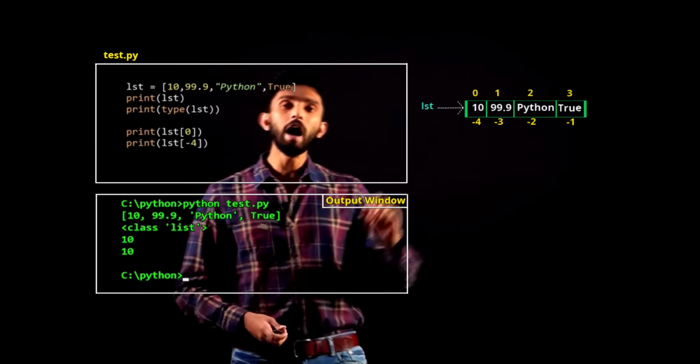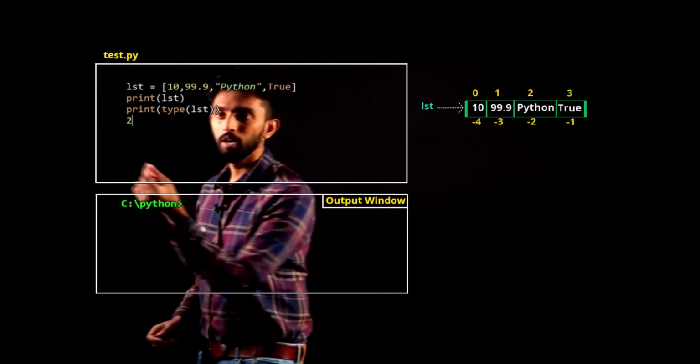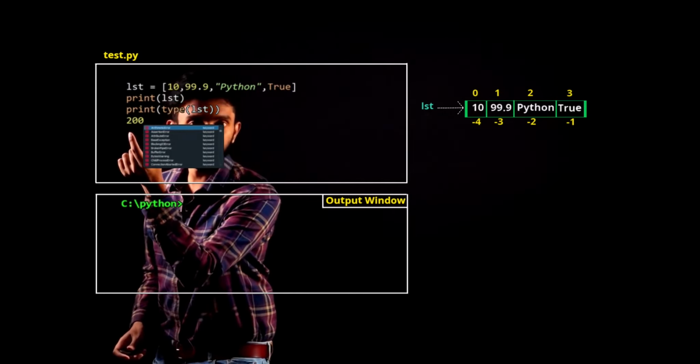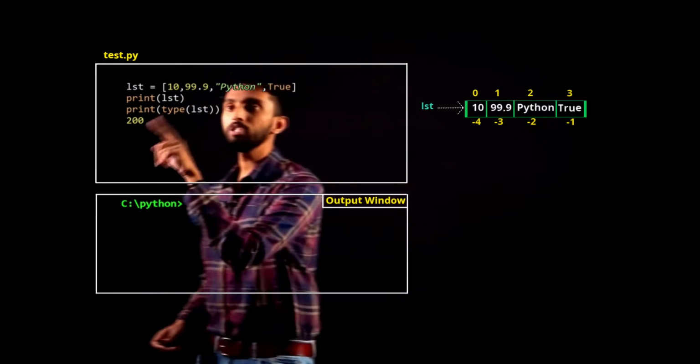Let us assume I want to store one value, 200, like this. How do I do it, if you ask me? 200 is what you want to store. If you want to store 200, then please understand, you must be putting that 200 and telling this 200, please add it to the end of my list.